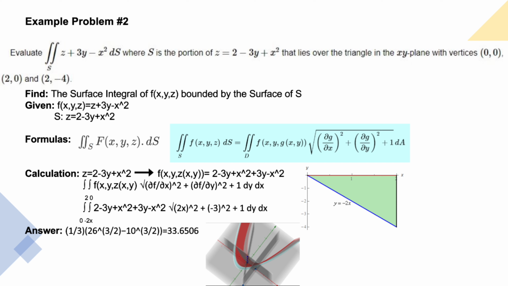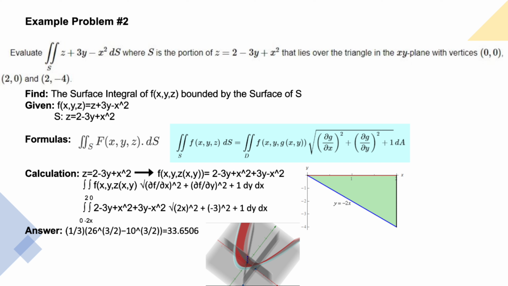We are looking to find the surface integral of f of x, y, and z bounded by the surface S. We are given f of x, y, and z equal to z plus 3y minus x squared. We will use the surface integral formula when surface S is given by z equals g of x and y. Starting with our calculations, we substitute z in the function of f.